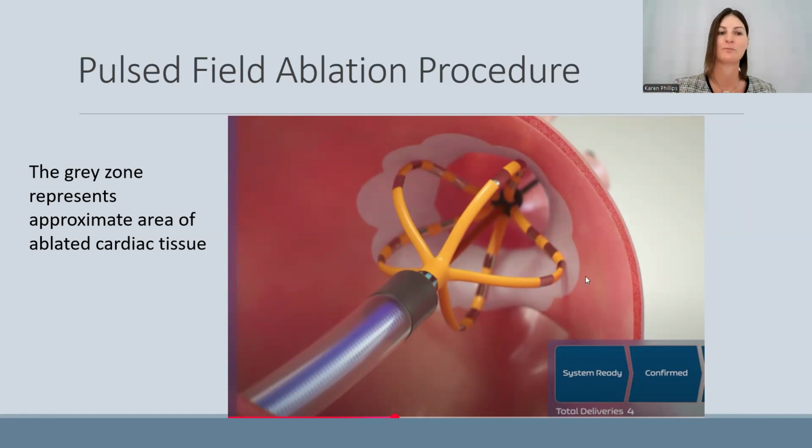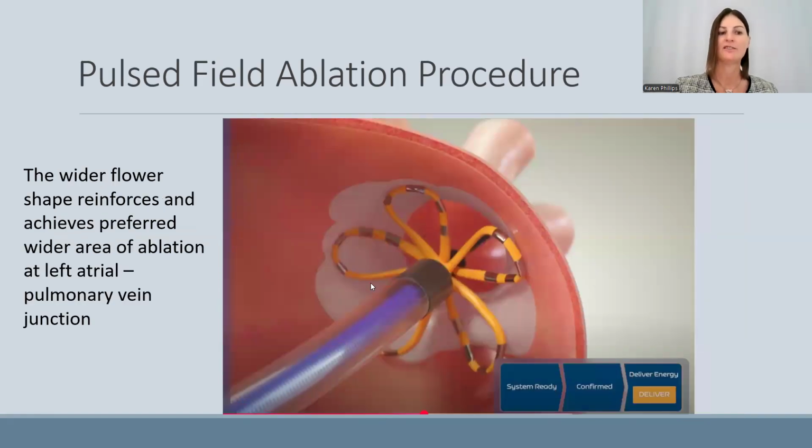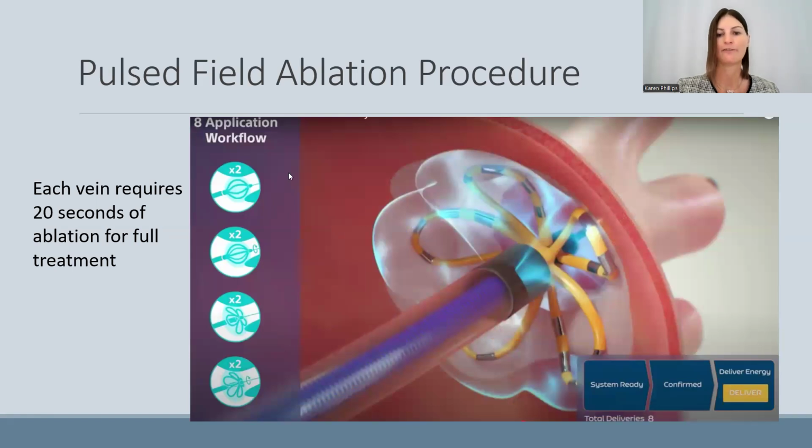So very localized treatment. As I said, we can use this wider flower shape, which tends to reinforce, and basically it's preferred that we do a wider area of ablation around the left atrial pulmonary vein junction. So there is a workflow, as I said, with repeated applications and the basket and flower applications. But in essence, each vein requires around 20 seconds of ablation for full treatment. And then obviously that's repeated for each pulmonary vein. The average patient has 4 pulmonary veins. So you can see how quickly the treatment can actually be applied and achieved.